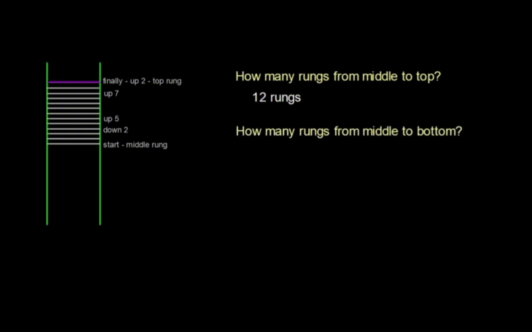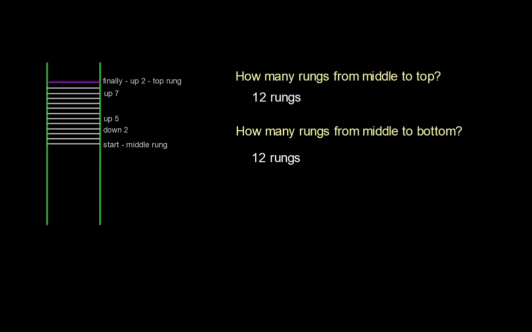So let's ask ourselves, how many rungs based on our diagram are there from the middle to the top rung? We know that there are 12 rungs to get from the middle to the top. So now we want to know about how the middle works. If there are 12 rungs from the middle to the top, how many rungs should there be from the middle to the bottom? Why? Middle implies the same amount to the top, the same amount to the bottom. So there are 12 rungs from the middle to the bottom.